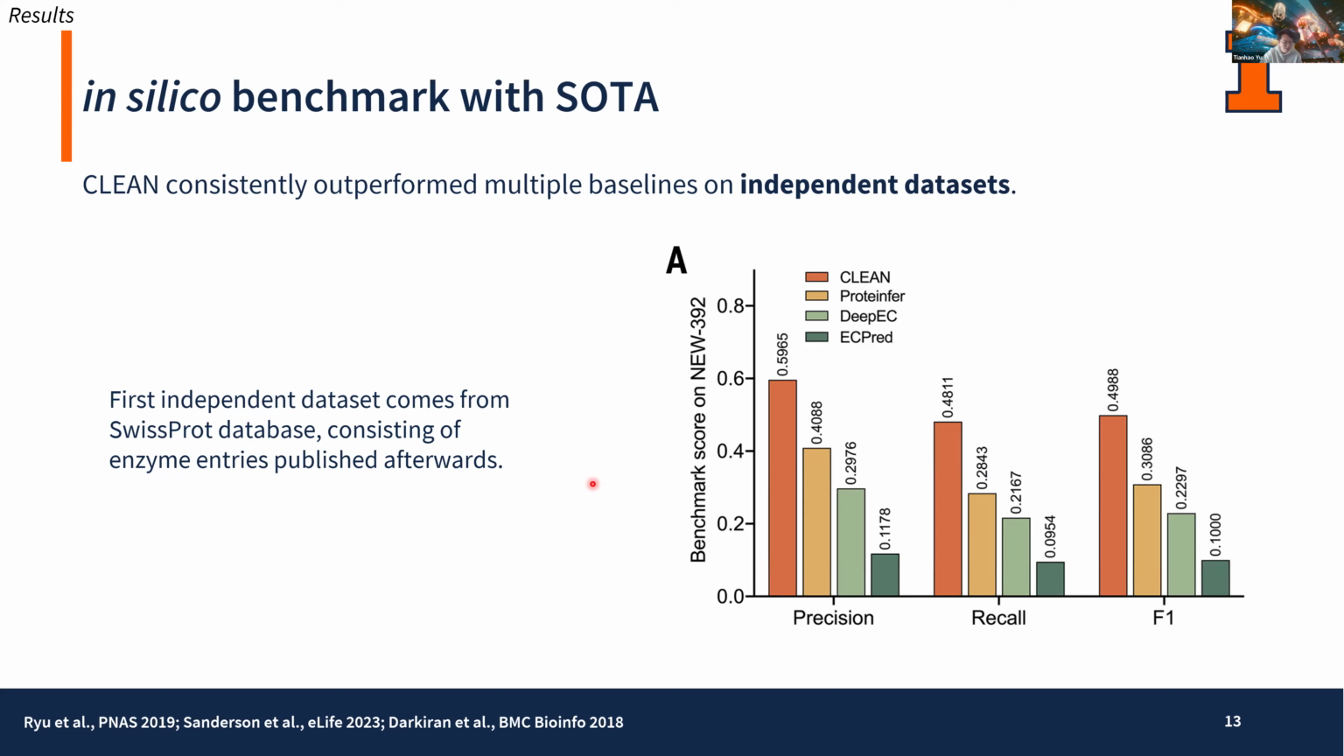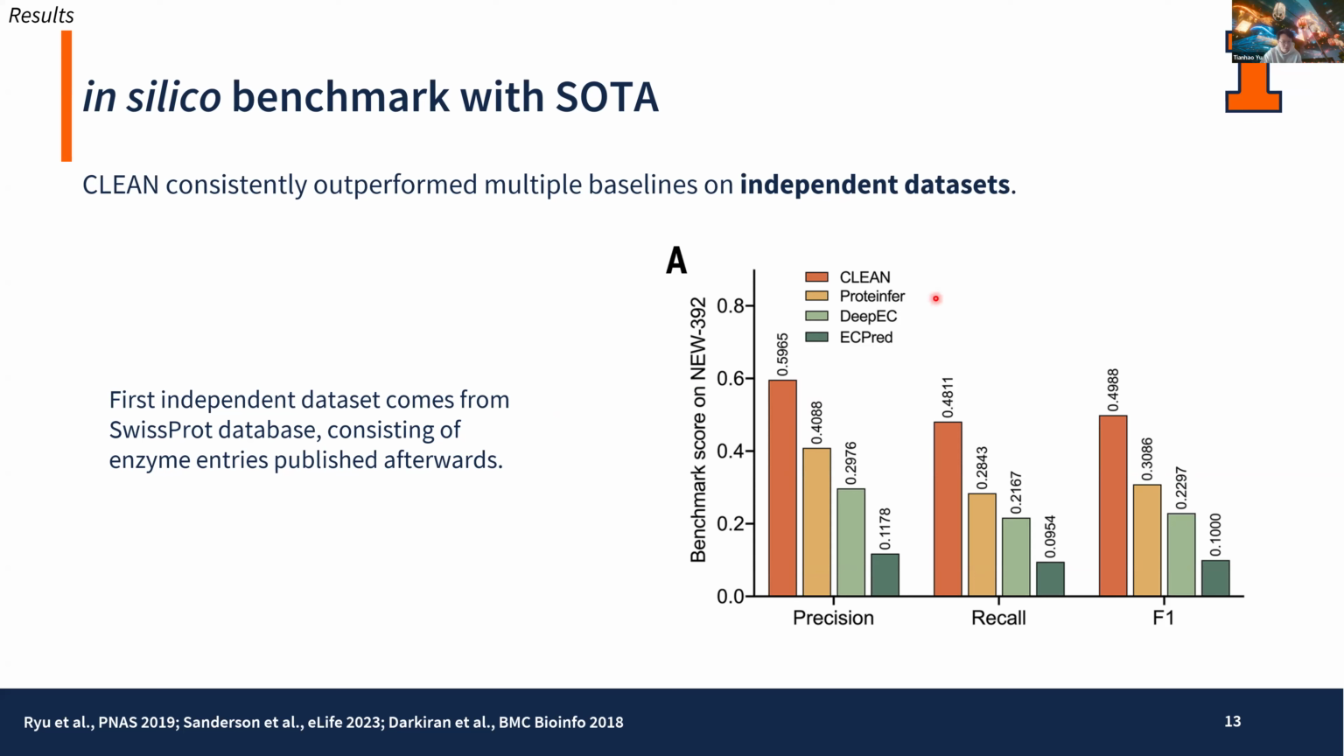The first independent data set comes from the SwissProt database, published after we trained CLEAN, so we could name it the new dataset. Not a very creative way, but yeah, new dataset. These are from SwissProt, so they're human expert reviewed, which resembles the reliability and fidelity of the dataset.